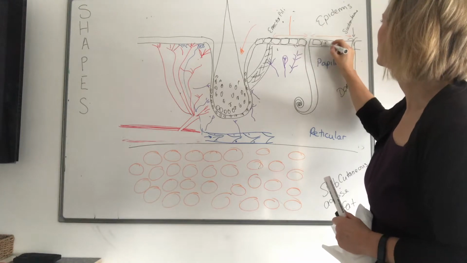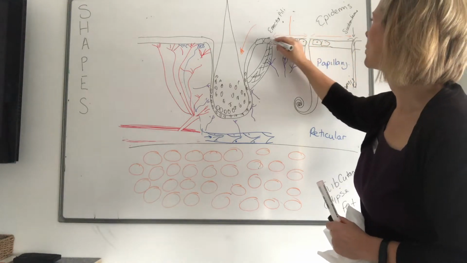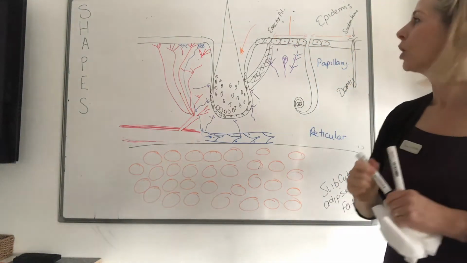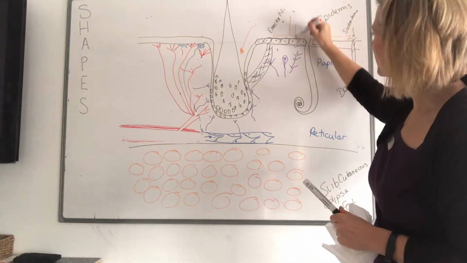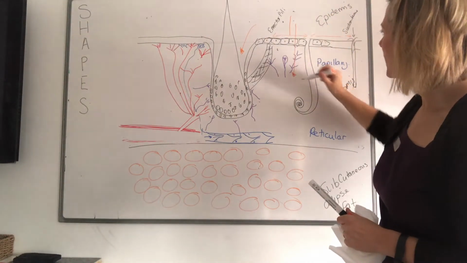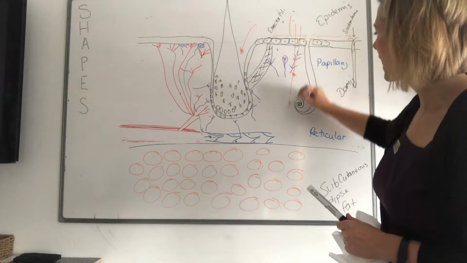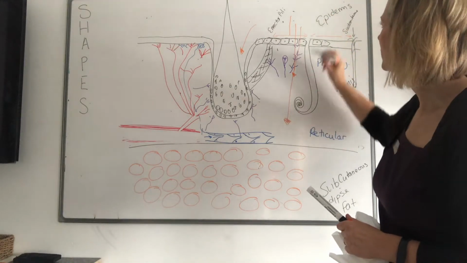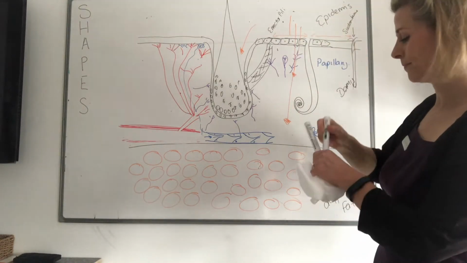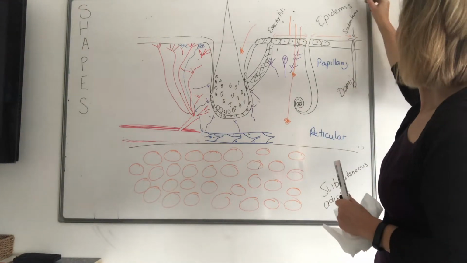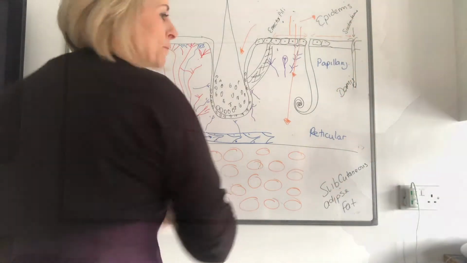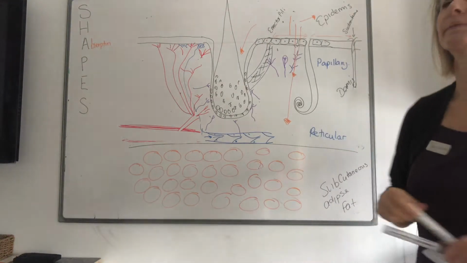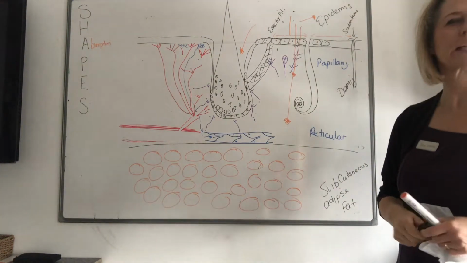Is the basal cell, because we want to influence that. We also want to influence what goes on in the papillary and the reticular area, as well as the whole of the epidermis. What else do we absorb into the body, do you think?